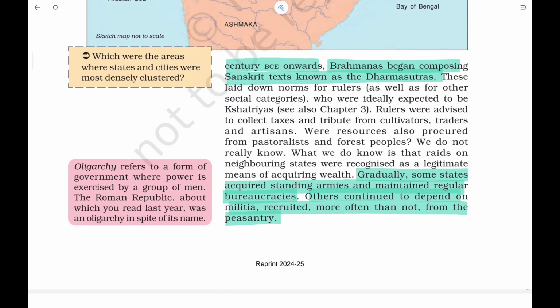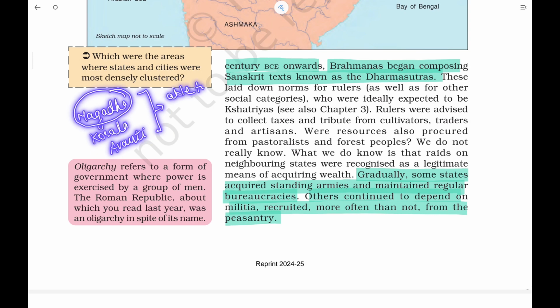Now, gradually, some states acquired a standing army and maintained a regular bureaucracy. Others continued to depend on militia, recruited more often from the peasantry. So, the major states that we have seen, that is Magad, Koshal, Avanti, these were some of the major Mahajanpadas. The reason for them to be successful was that they had many resources, and they were able to collect resources both in terms of land as well as army.